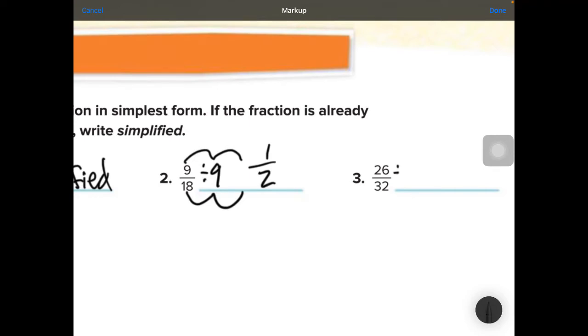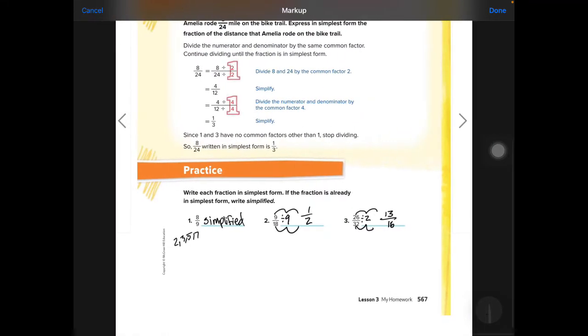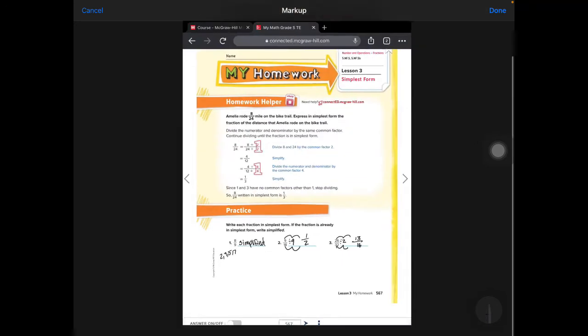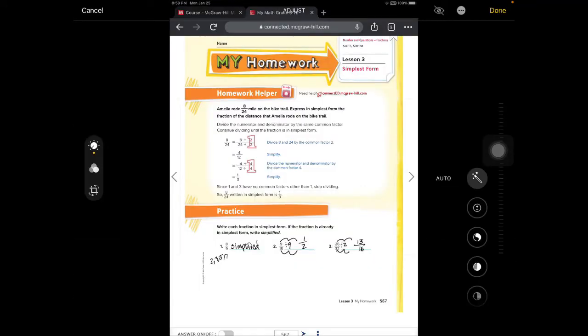Okay, 26 over 32. Well, they're both even, so let's divide them both by 2. 26 divided by 2 is 13. 32 divided by 2 is 16. And I don't believe that can be simplified down any further. So that's what our first page is going to look like.